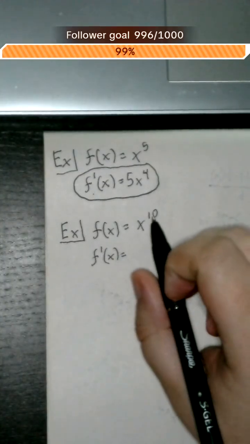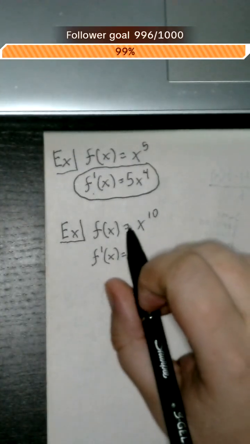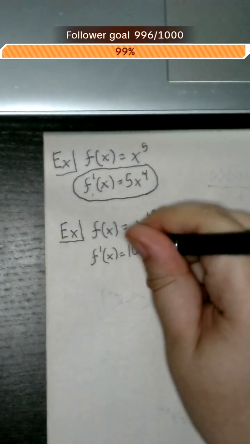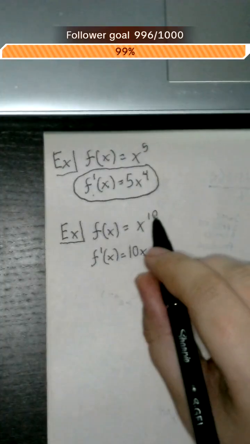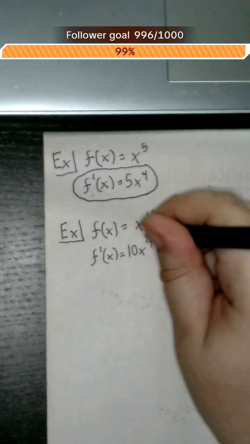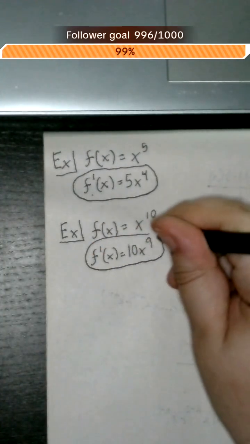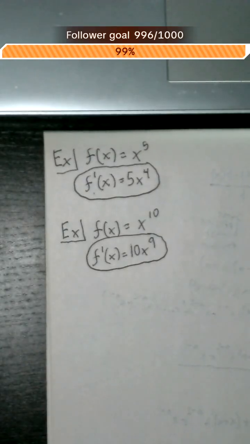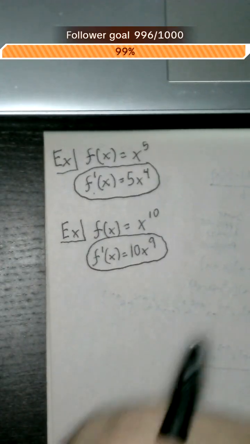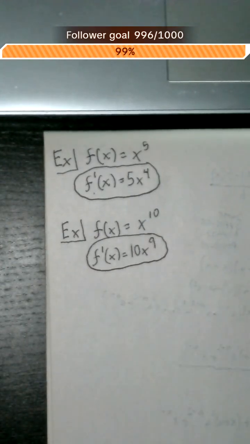So let's see if you're right. Again, I'm going to take my exponent and move it out front. x comes along for the ride. 10 minus 1 is 9. You were really close, Fruit Loop. You just forgot to put the 10 out front.